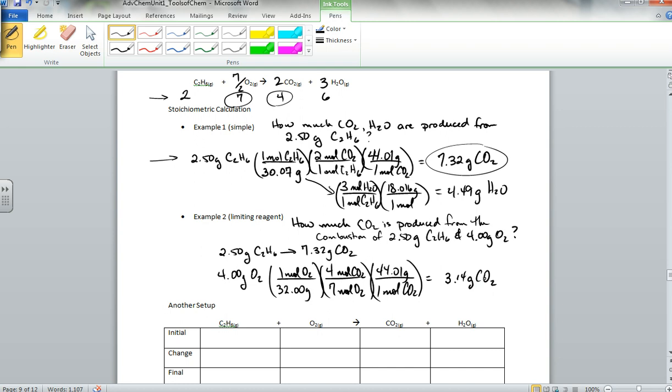So what we have just found out is that if we have 2.5 grams of ethane, we can produce 7.32 grams of CO2 from that. But 4 grams of oxygen is only enough to produce 3.14 grams of CO2. So in this case, our oxygen is our limiting reagent. It runs out, and we can only produce 3.14 grams of CO2.